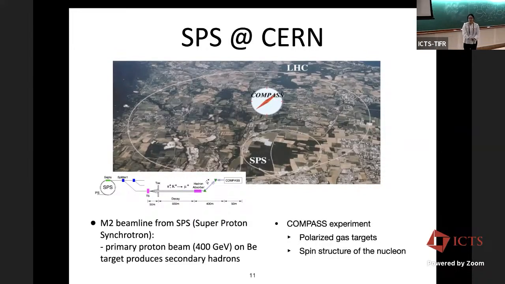So now we talk about polarization, and when we talk about the hadron structure, it's not only the unpolarized structure, but we also study the spin structure of the proton. At the LHC, the Large Hadron Collider, the experiment we are interested in here in this talk is using the SPS beamline, the Super Proton Synchrotron beamline. From the proton beam, you can produce other hadron or muon beams, and that's what is used for the so-called COMPASS experiment, with the muon beam and a polarized target, to study the spin structure of the nucleon.